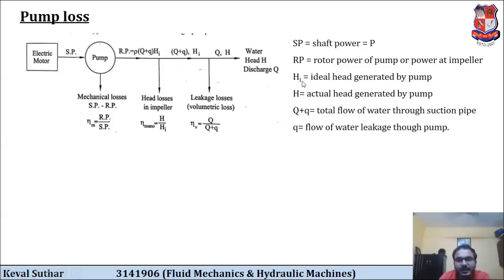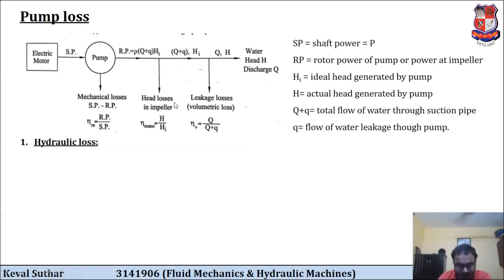So as you can see here, HI is the ideal head generated by the pump, and capital H is the actual head generated by the pump. So manometric efficiency is given by capital H divided by HI. And then we have leakage losses, which will contribute to the volumetric loss. So it is given by eta V equal to Q, that is the real fluid which is flowing, divided by Q plus q, including the leakages.